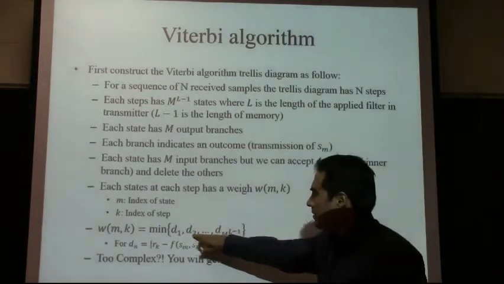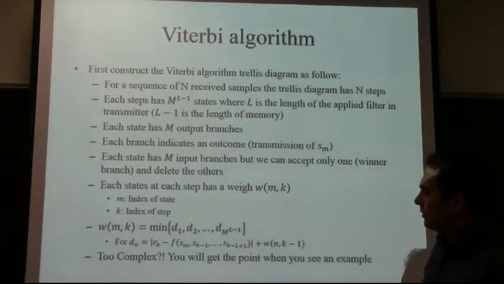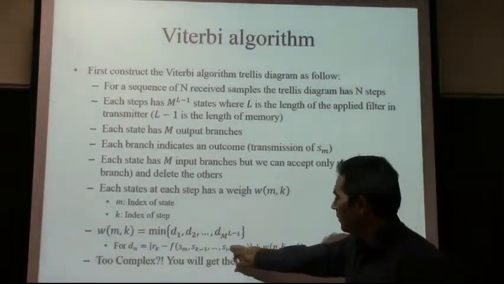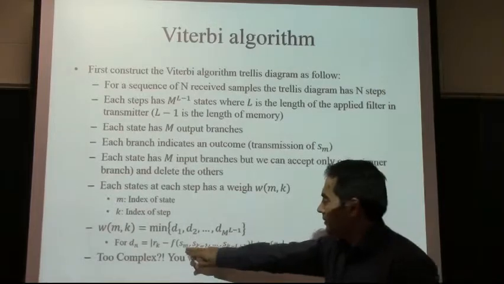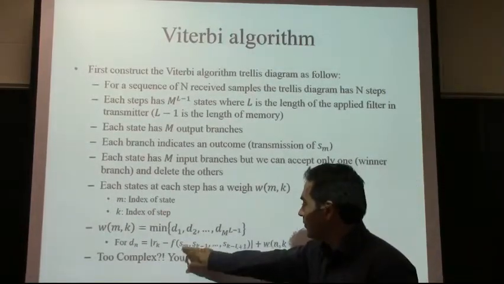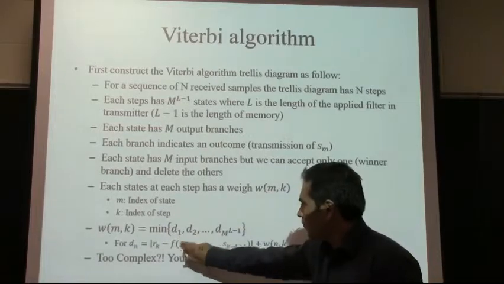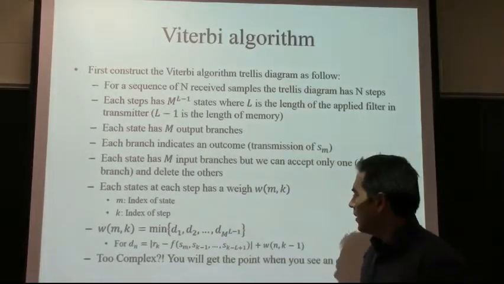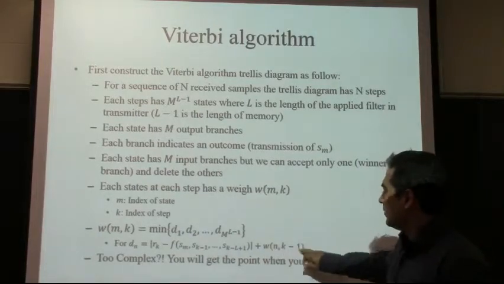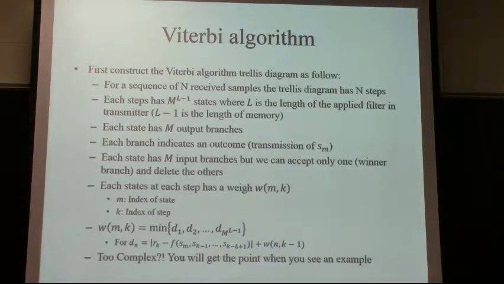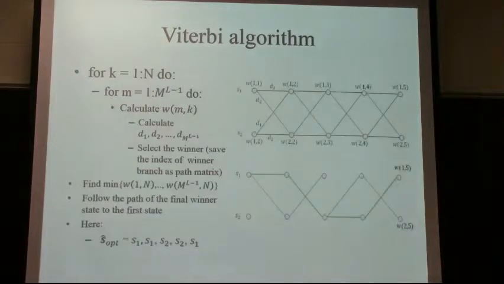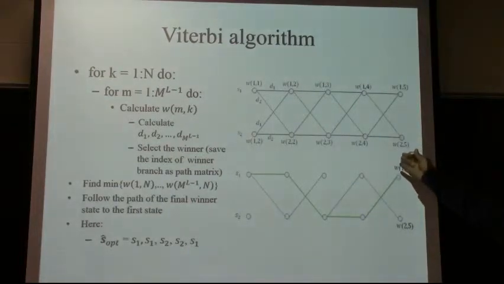And there is also the formulation for the D1. This is F. As you see, you have S. This SK is from the previous state, and this is the state that you reach. You need to change this as M is 1, M is 2, up to M to the L minus 1, plus W. It seems too complex, but you will get the point when you see the example. You will have something very simple like this.